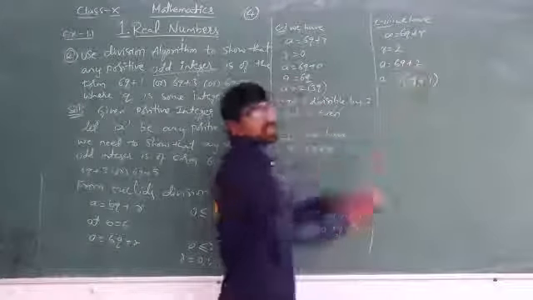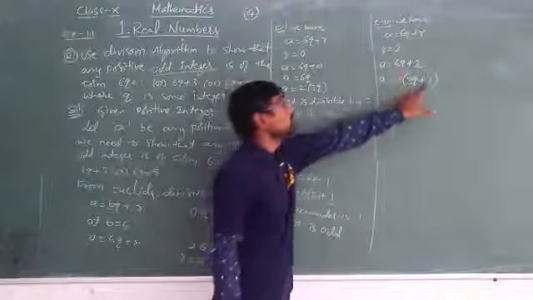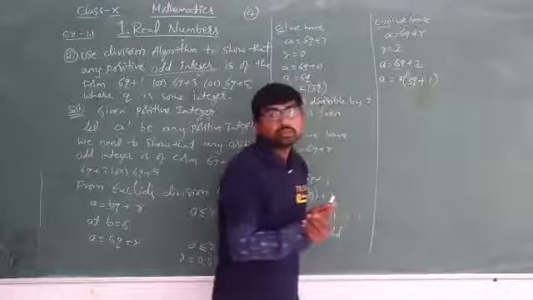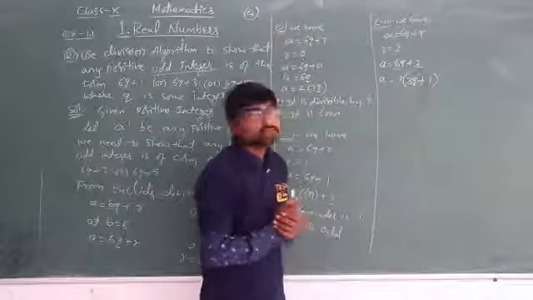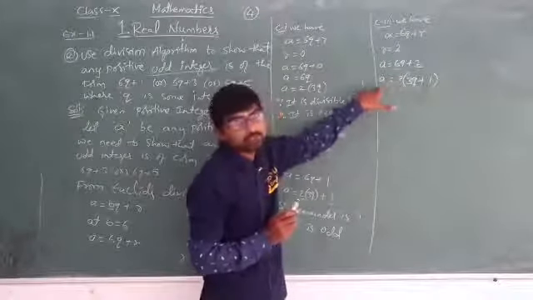From these both terms I have taken 2 common. 2 3s are 6. 2 1s are 2. So this whole digit is exactly divisible by 2. It is a multiple of 2. It means a is divisible by 2 exactly, isn't it?